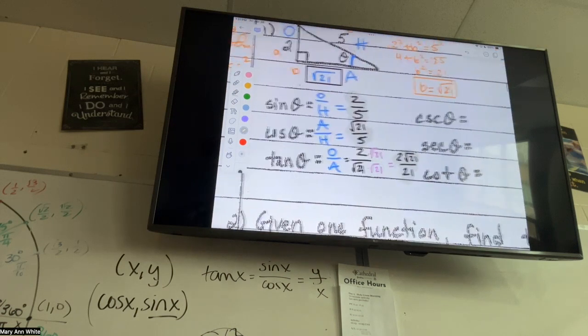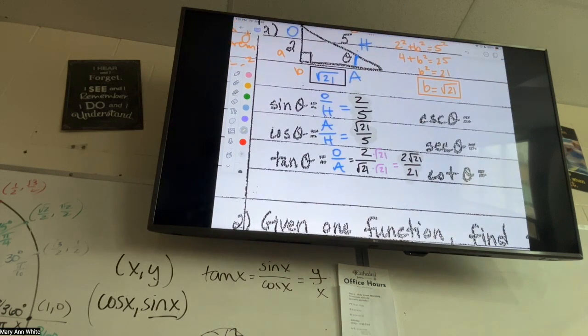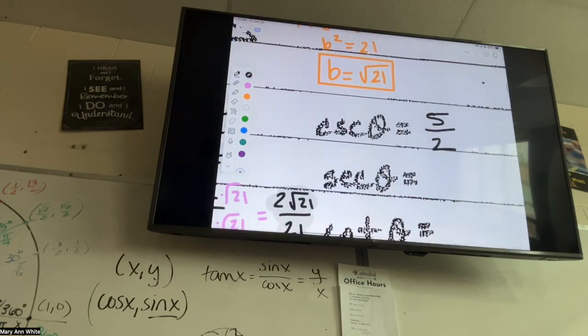Now, in order to find cosecant, secant, and cotangent, you can just take the one that it's next to, and I lined it up on purpose next to each other, and just flip it. So cosecant is the reciprocal of sine, so it's going to be 5 over 2. Secant is the reciprocal of cosine, so it's going to be 5 over root 21. 5 root 21 over 21. Very good. 5 root 21 over 21.